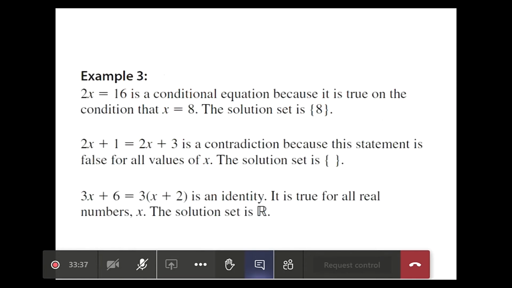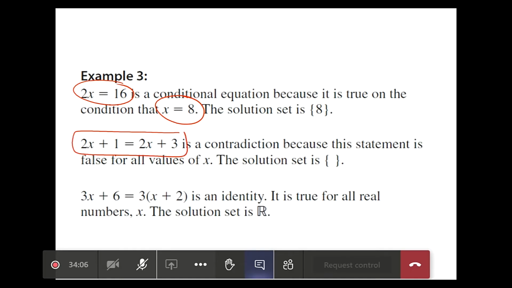Example. Example for contradiction, we already solved the example. Look at this, just divide by 2. The solution is x equal 8. Only x equal 8. Any value other than 8, the solution is incorrect. So this is a conditional equation.